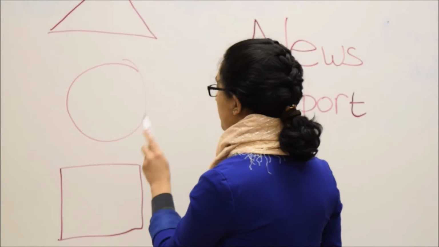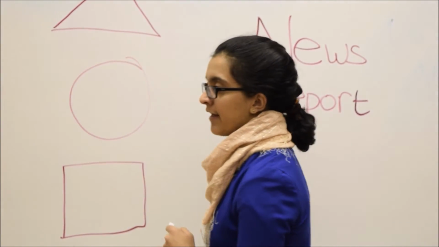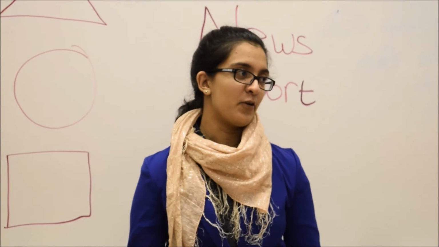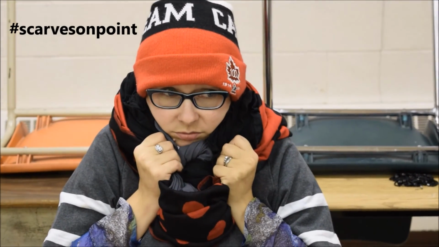This is a triangle, a circle, and a square. This is the layout. Galveo, turn that off and get back into uniform. But miss, it's so cold in here. Galveo, at least take off your hat. What hat?